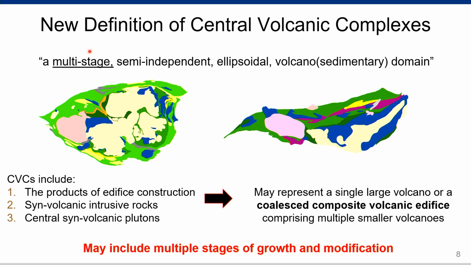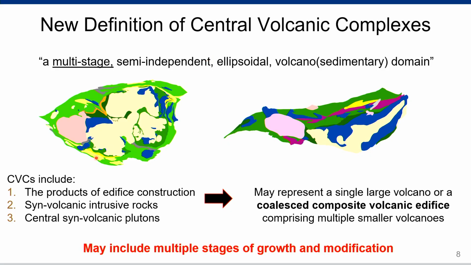And by a little bit, I mean we added one compound word here: a multi-stage semi-independent ellipsoidal volcanosedimentary domain. And this is important because it represents a shift in how you would think about these. You're not looking at a single static landform, you're looking at a cumulative product of growth over time, a landform that's modified over time in multiple stages of growth.